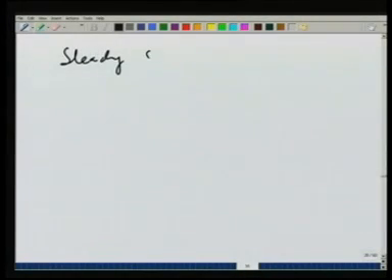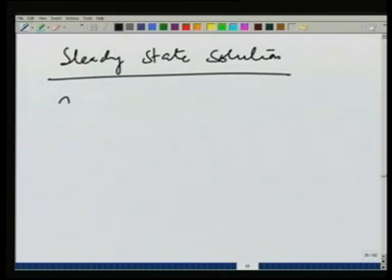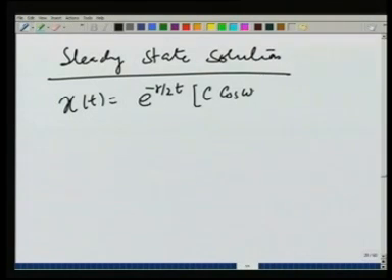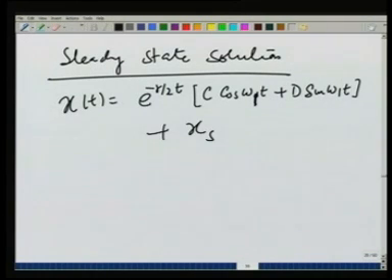So far, we have looked at the steady state solution, but recall that the general solution x(t) is e raised to minus gamma over 2 t times c cosine of omega 1 t plus d sine of omega 1 t, because it is a damped oscillator, plus x steady state.